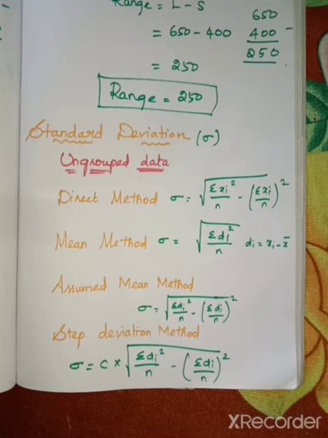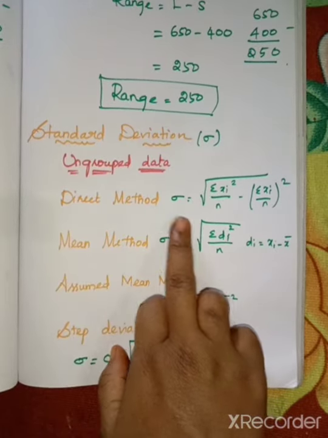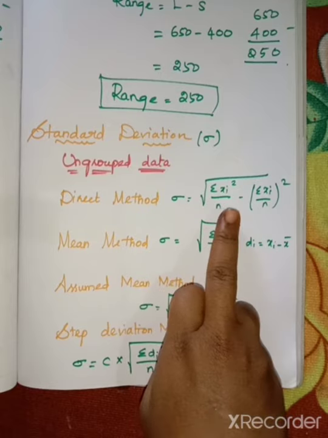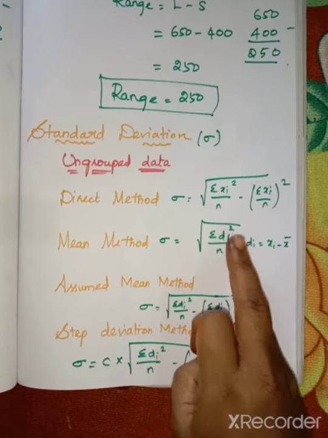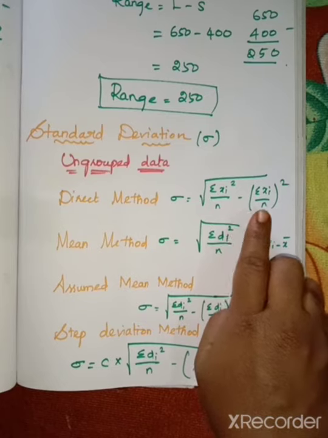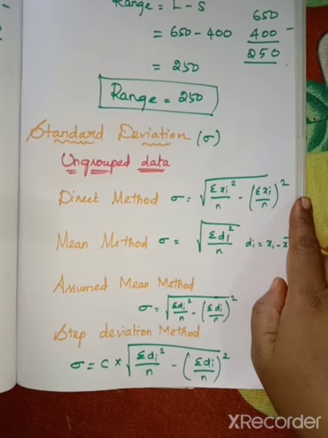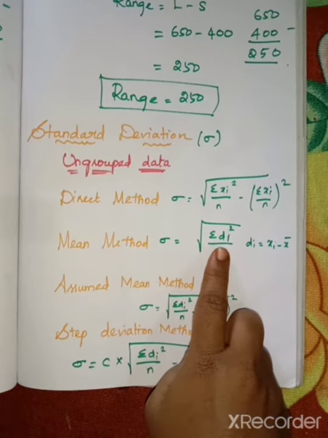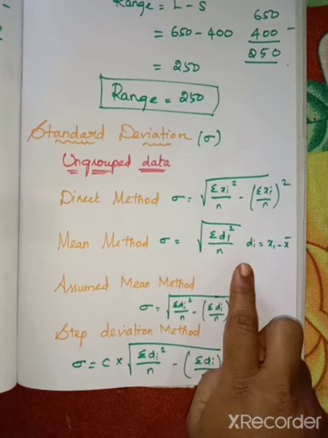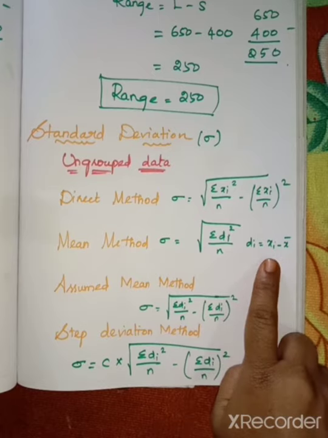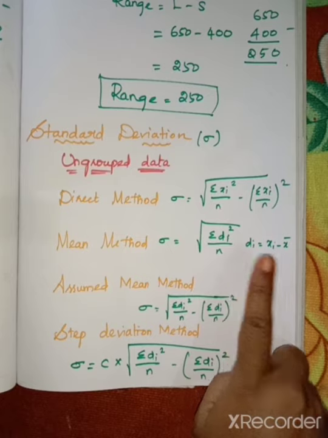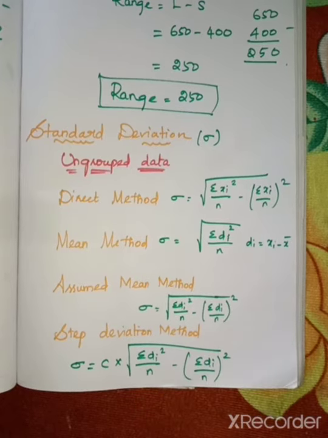So first of all, we want to see the ungrouped data. For the direct method, the formula is sigma equal to root of summation xi squared by n minus summation xi by n the whole squared. For the mean method, sigma equal to root of summation di squared by n. Here di is represented as xi minus x bar. If you subtract the mean, we find that di. Here i is represented as 1, 2, 3 etc. up to n.